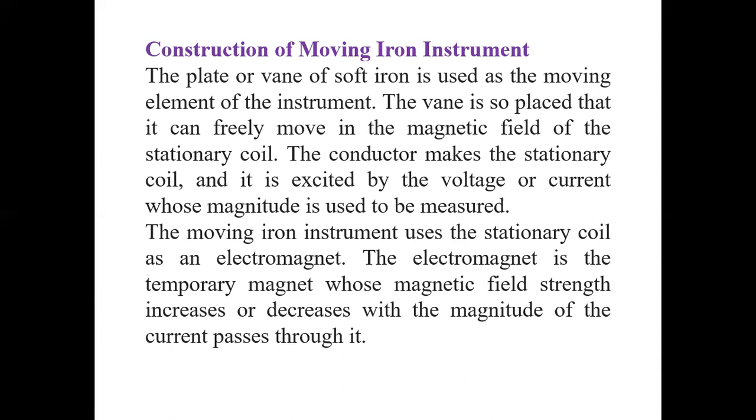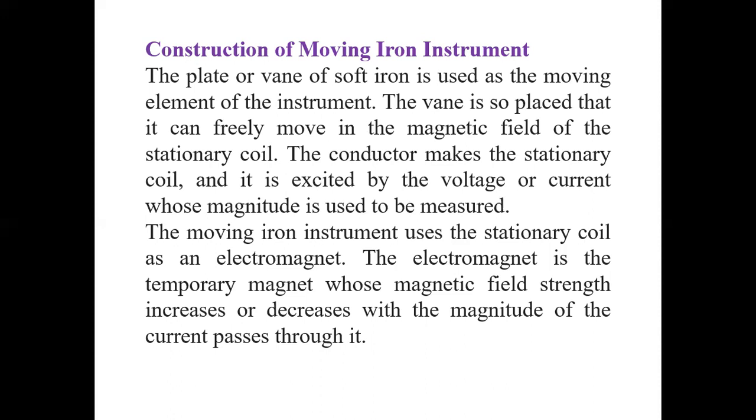The stationary winding, the stationary coil, is nothing but the conductor of the instrument, and it is excited by the voltage or current which has to be measured. The moving iron instrument uses the stationary coil as an electromagnet. The electromagnet is a temporary magnet whose magnetic strength increases or decreases with the magnitude of the current passing through the stationary coil. And what is an electromagnet? It is nothing but a temporary magnet whose magnetic field strength totally depends on the current.